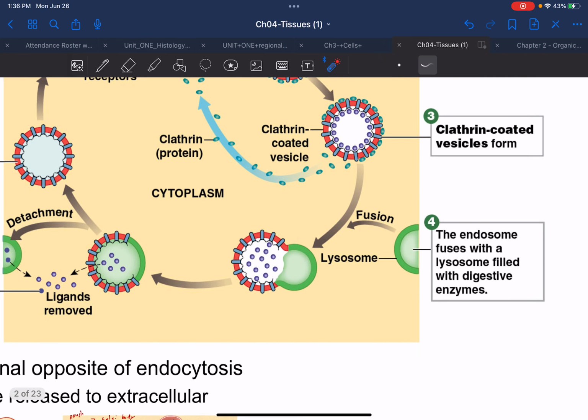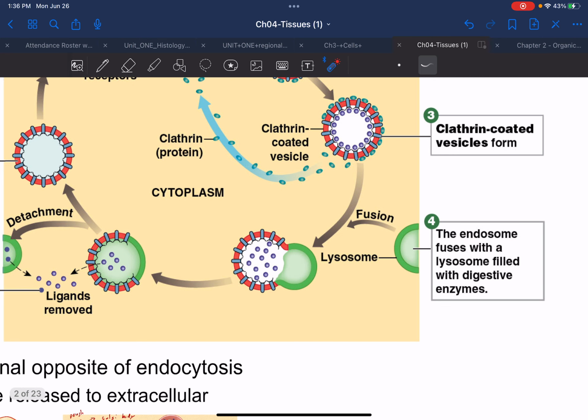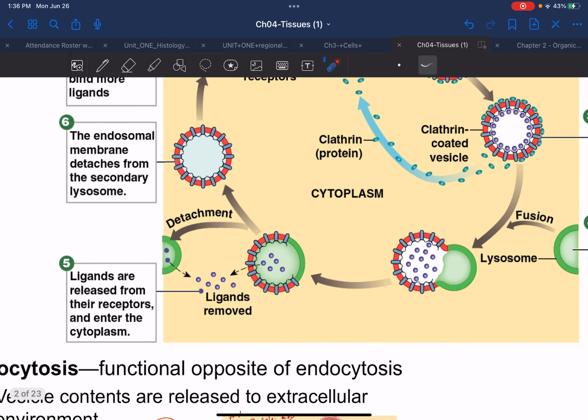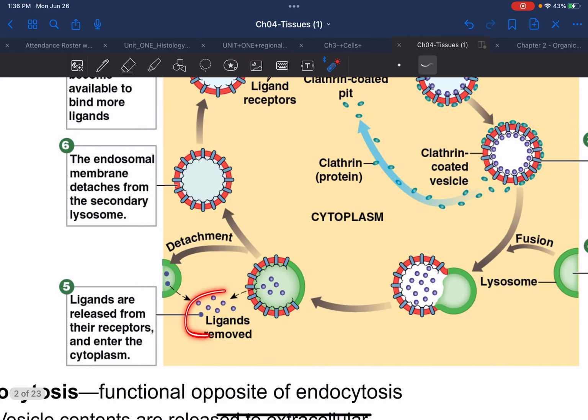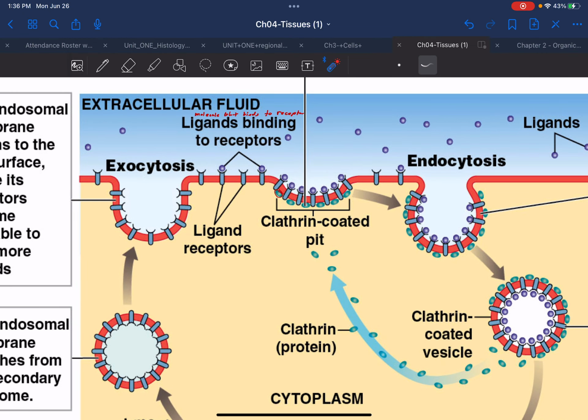And after that, the same endosome fuses with a lysosome, and it can digest substances. The ligands will be released, and we don't know what this could be. This could be a variety of things, a variety of components. It could be nutrients, it could be hormones, it could be absolutely anything. But their goal was to go from the surface to go inside. But you'll notice that they didn't just diffuse through. They didn't just go from high to low.